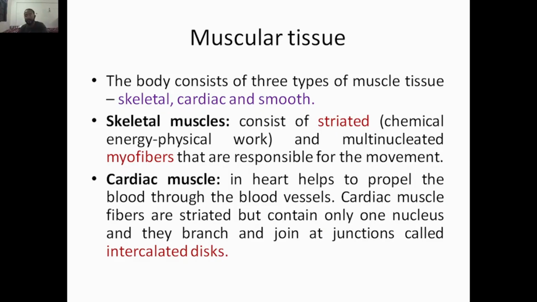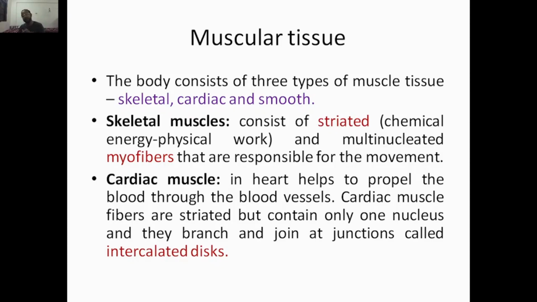Next, moving on to the muscular tissue. Muscular tissue is simply about muscles. When you are talking about muscles, there are skeletal muscles, cardiac muscles, and smooth muscles. Basically you can categorize into 3 types of muscles, right? Skeletal muscles consist of striated, multinucleated myofibers that convert chemical energy to physical work. Myofibers are nothing but muscle fibers that are responsible for movement, like contraction, relaxation, all those things. That's where skeletal muscle tissue, one subtype of the muscular tissue, plays a very important role.